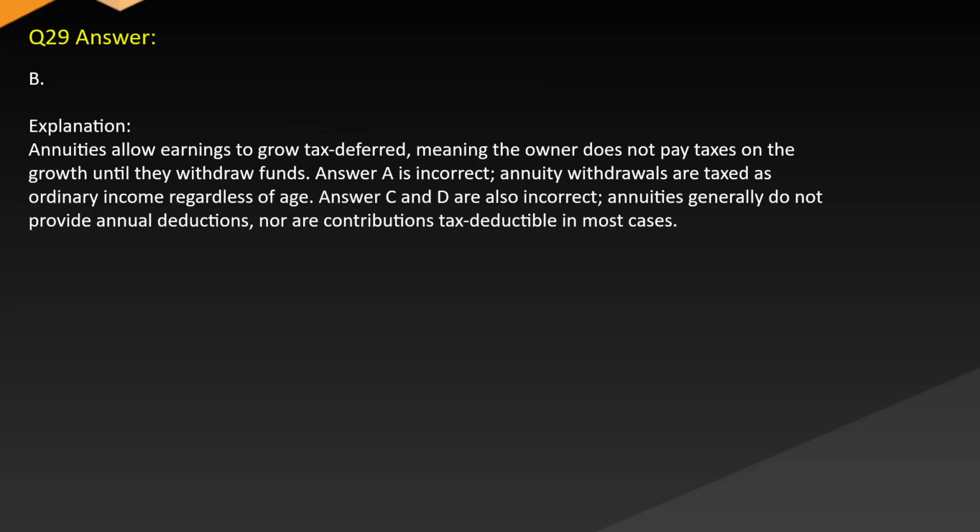Answer B. Explanation. Annuities allow earnings to grow tax-deferred, meaning the owner does not pay taxes on the growth until they withdraw funds. Answer A is incorrect. Annuity withdrawals are taxed as ordinary income regardless of age. Answer C and D are also incorrect. Annuities generally do not provide annual deductions, nor are contributions tax-deductible in most cases.